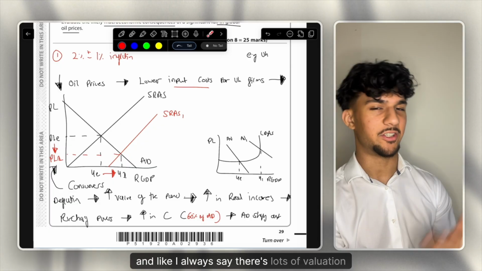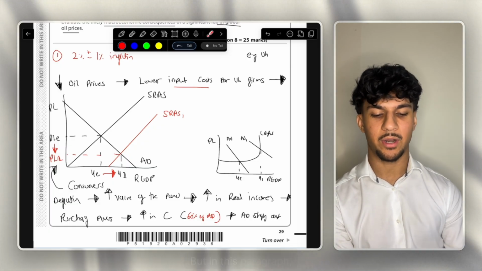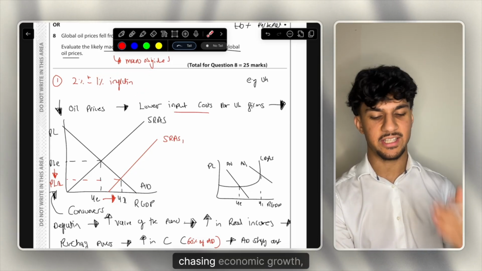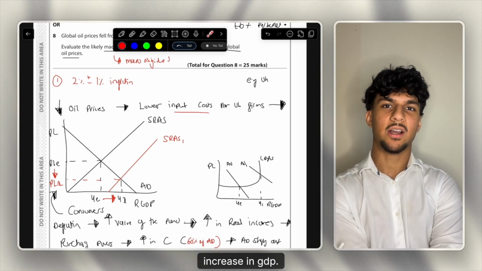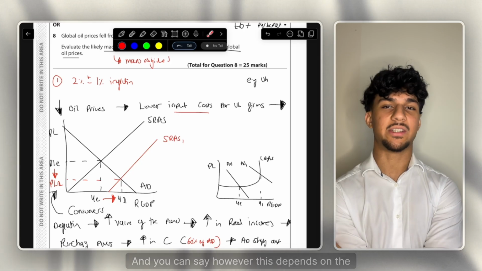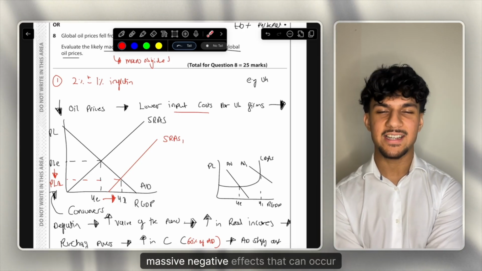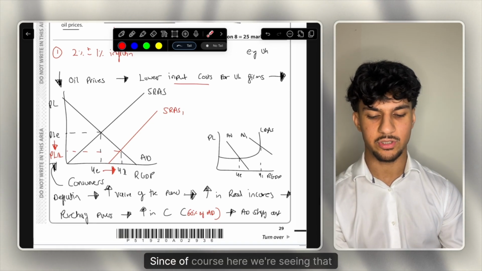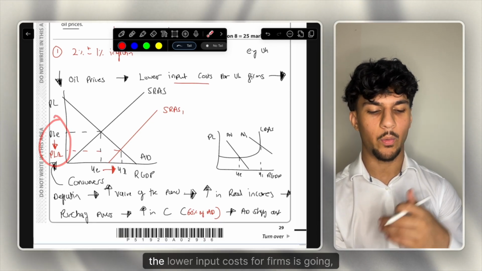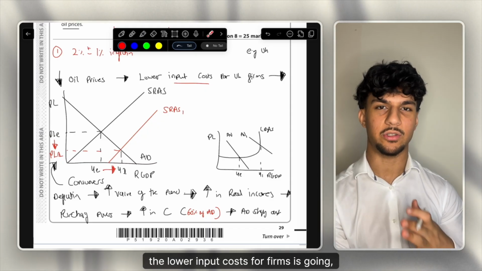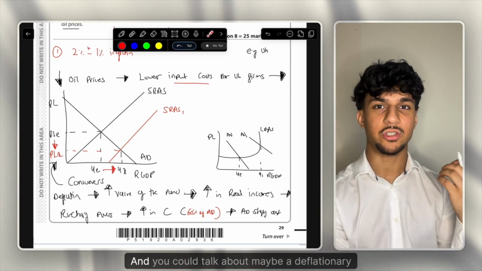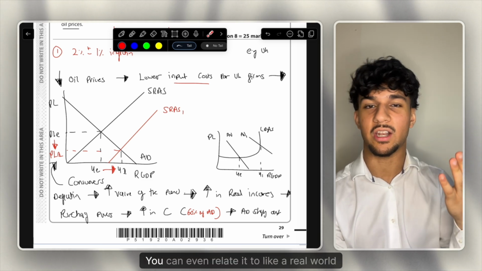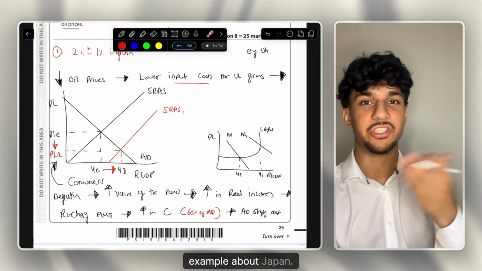And like I always say, there are lots of evaluation points here, but in this paragraph specifically, we're talking about the positive effects, like chasing economic growth and an increase in GDP. And you can say, however, this depends on the massive negative effects that can occur due to deflation, since here we're seeing that the lower input costs for firms are going to lead to deflation. You could talk about a deflationary spiral occurring, and you can even relate deflation to a real world example about Japan.